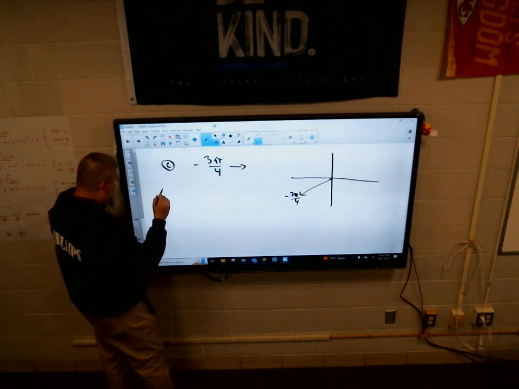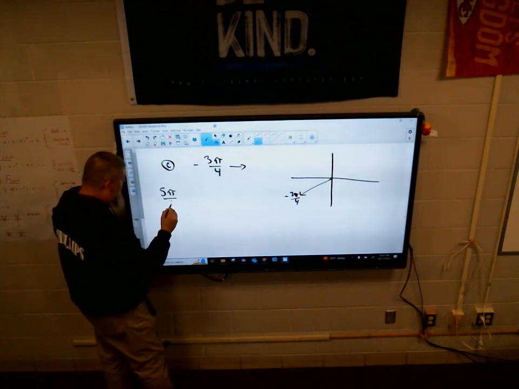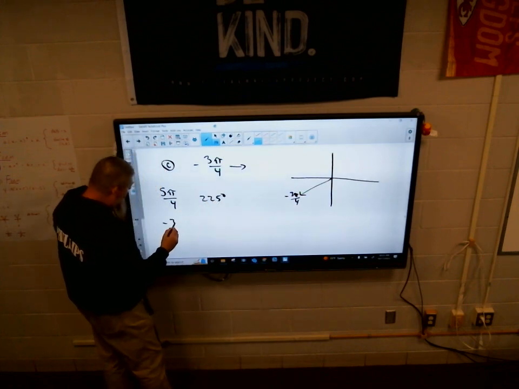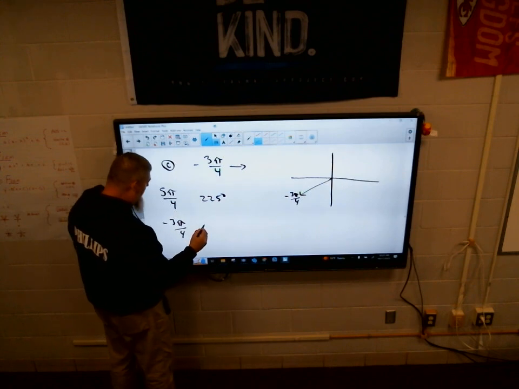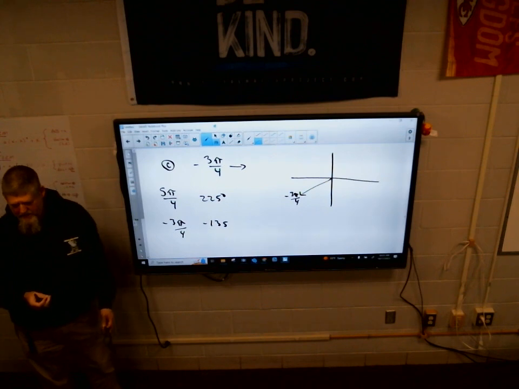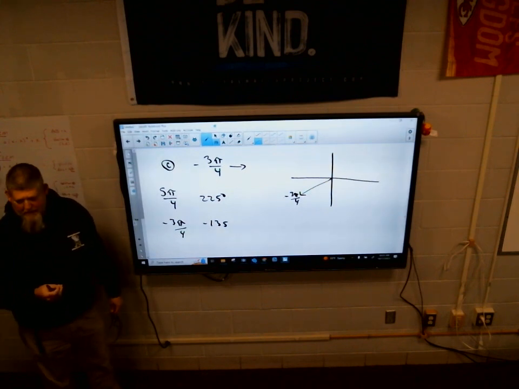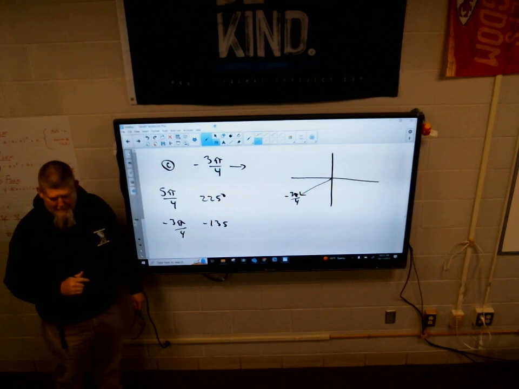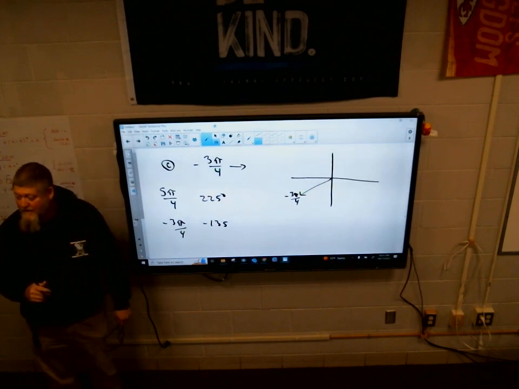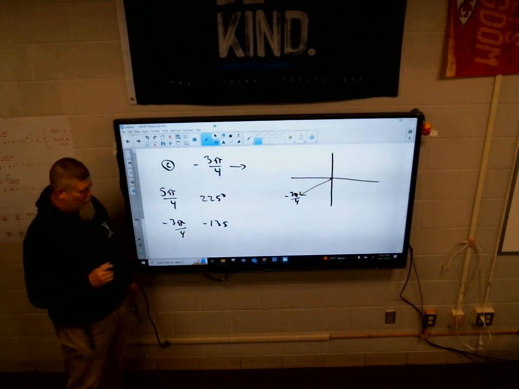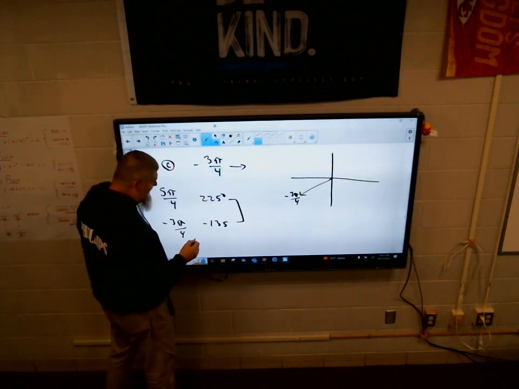5 pi over 4, which happens to be 225 degrees, and negative 3 pi over 4, which happens to be negative 135, are in the exact same location. They're the exact same spot. Why do they happen to be in the exact same place? Because the denominator? Tell me, why are they in the exact same place? How far apart are they?